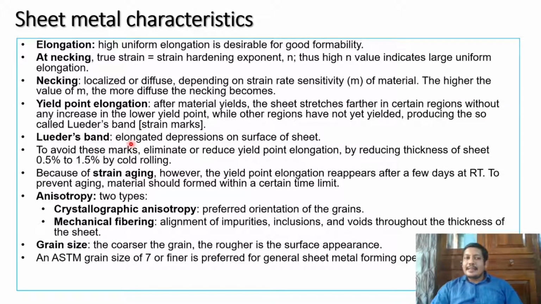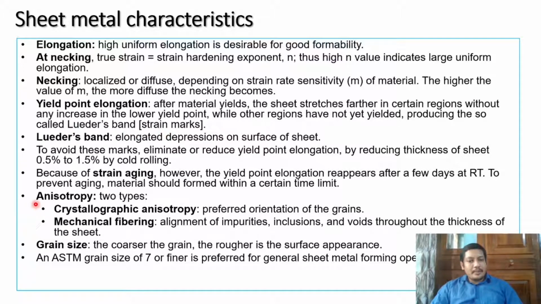So we can see that the reason is the yield point elongation. After the material yields, the sheet stretches further in certain regions without any increase in the lower yield point. So only certain areas in the sheet will go for yielding. In other areas there will be no yielding, and you will be able to visualize it. That is called Luder's band or strain marks on the sheet.